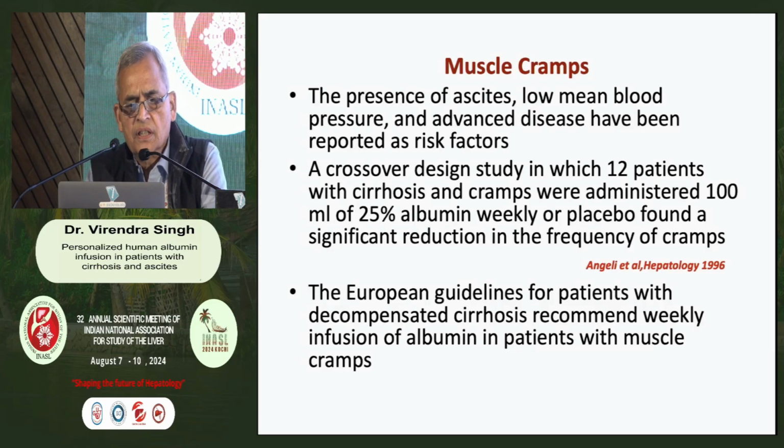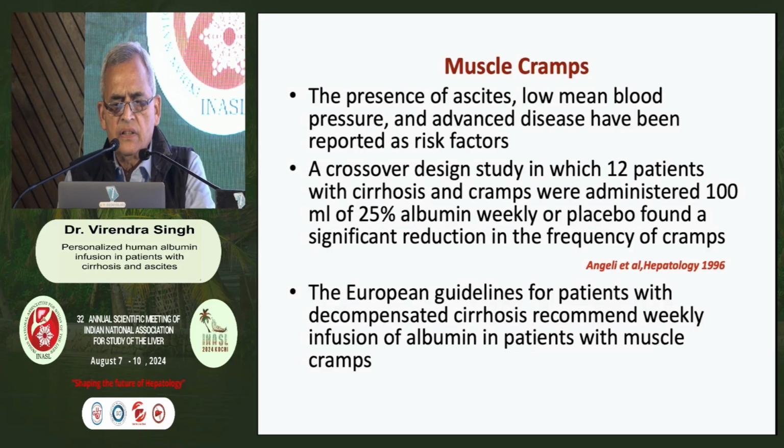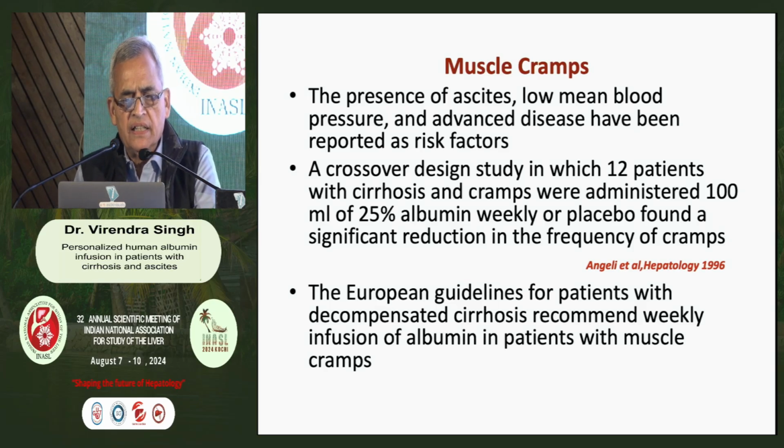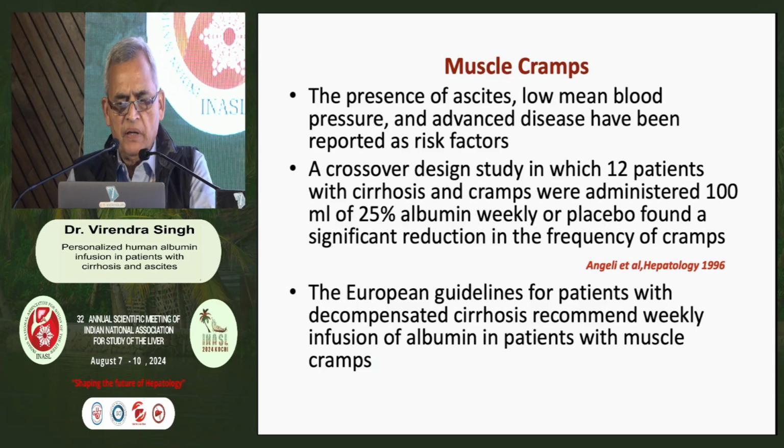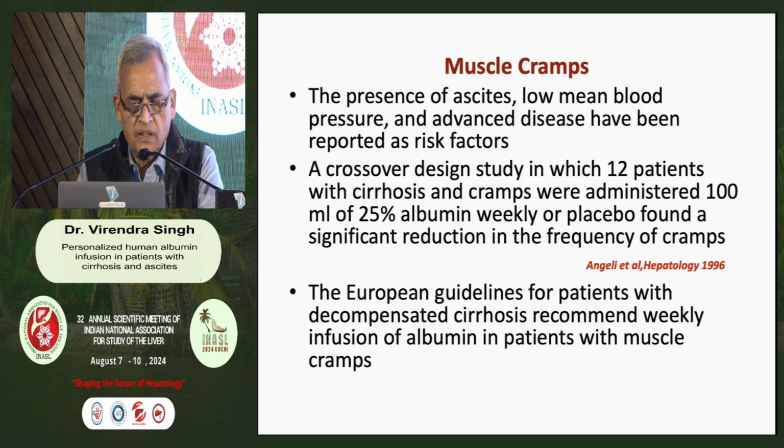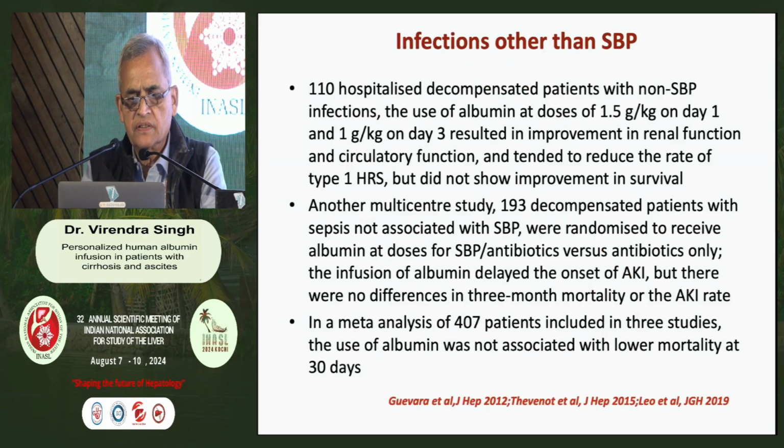Muscle cramps. The presence of ascites, low mean blood pressure and advanced disease have been reported as risk factors. A crossover design study in which 12 patients received albumin weekly or placebo found a significant reduction in the frequency of cramps. The European guidelines also advocate the use of albumin in these patients.